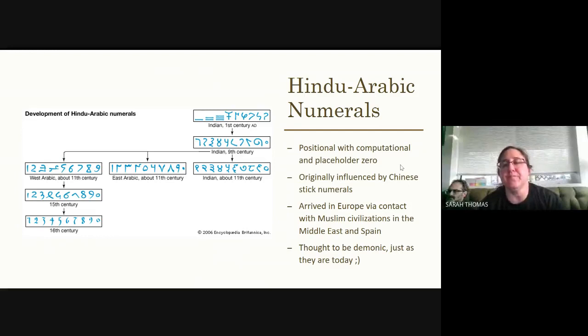So what happened was they came through the Middle East to Europe, and Pope Sylvester was the one that brought them to Europe around 1000 AD. It's kind of an interesting story. He encountered them when he went to college in what is now Spain. And so he brought them to Europe and encouraged people to use them.